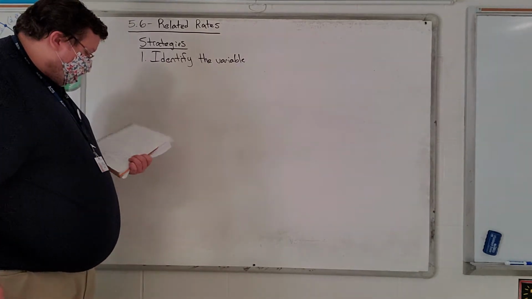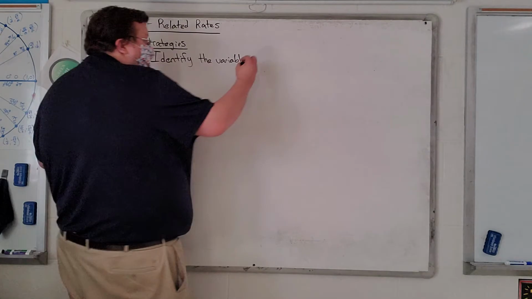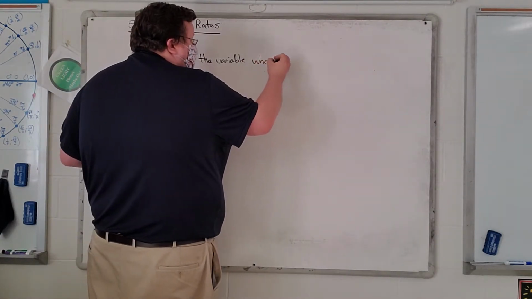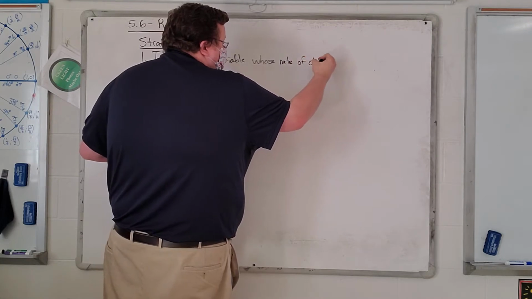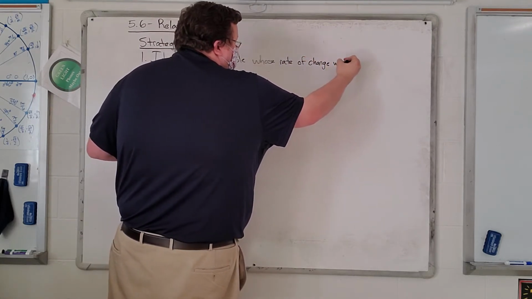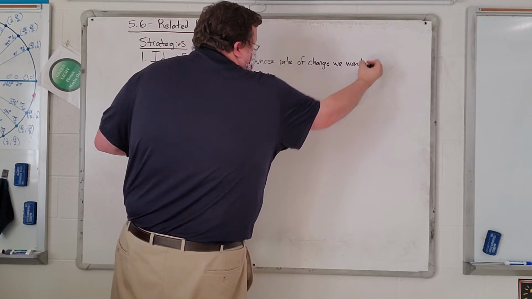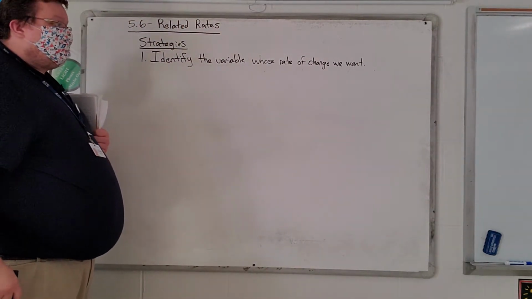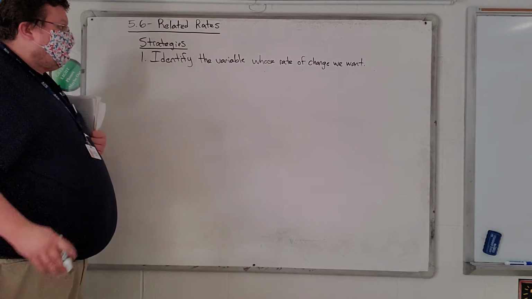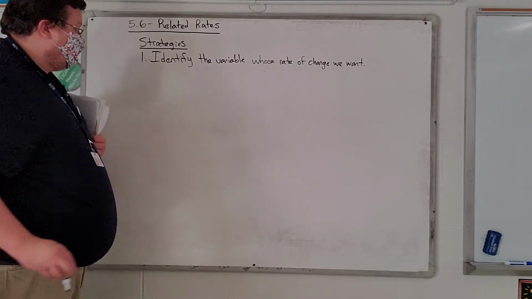So the first thing we want to do is identify the variable whose rate of change we want. You want to identify the variable whose rate of change we want.